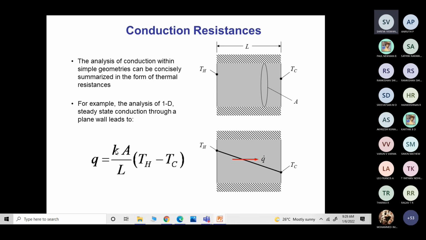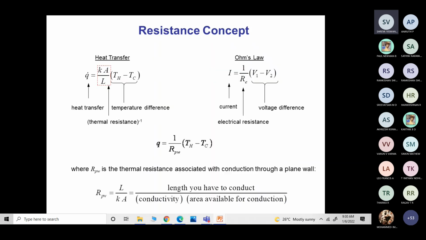that is, thermal conductivity. Now the same equation I can rewrite as Q equal to TH minus TC divided by L by Ka. So that L by Ka is nothing but the thermal resistance. The thermal resistance is given by the length you have to conduct divided by the thermal conductivity, and the area A is the area available for conduction. All of you are able to understand this?